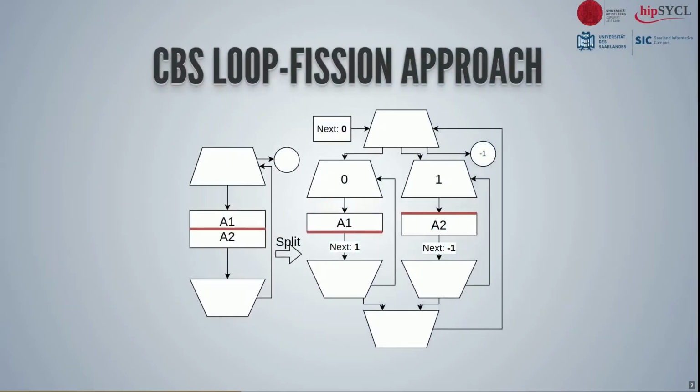The alternative approach we compare against is continuation-based synchronization. This was first presented by Karrenberg and Hack. CBS first gives every barrier an ID, where entry and exit of the kernel have special IDs 0 and -1. Then, starting from each barrier, a depth-first search is performed, identifying barrier-free subkernels. Here, we first find A1, and then from the barrier we find A2 as independent subkernels.